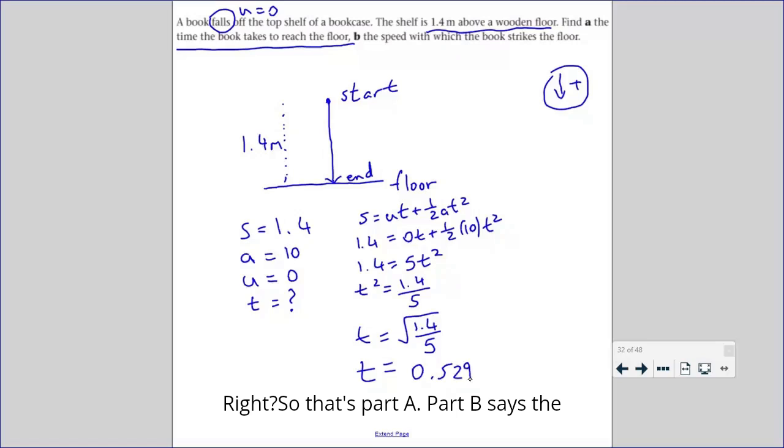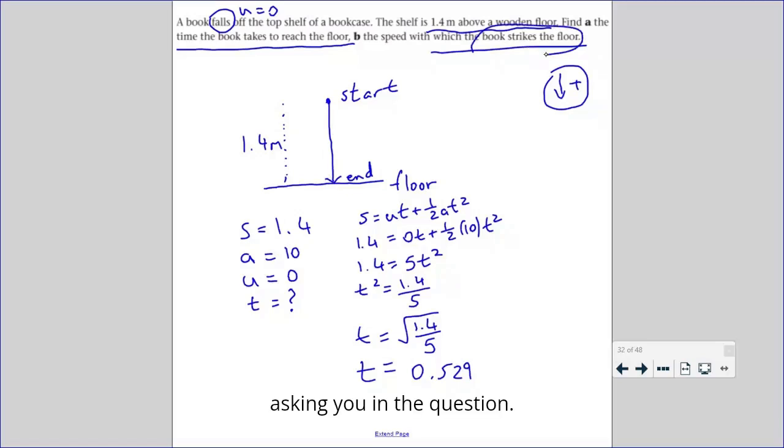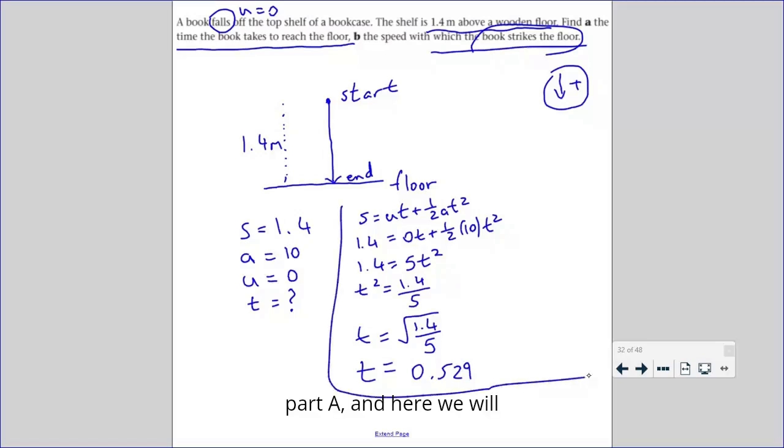So that's part A. Part B says the speed with which the book strikes the floor. Again, we're going to model from start to end, the same model as we used before. This time we need to find V. V is the final speed. If you take this model from start to end, V will be the speed when it hits the floor, which is basically what they are asking in the question. So this was part A, and here we will do part B.